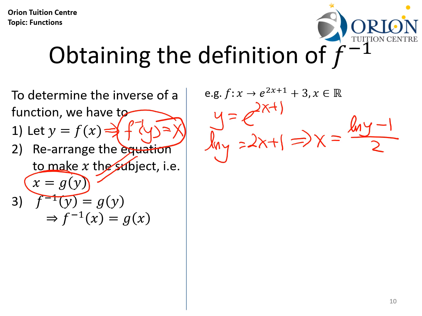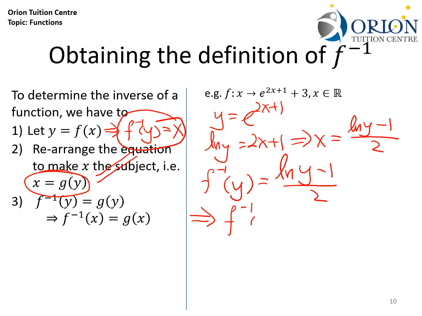And therefore, I can say that f inverse of y must be equal to (ln y minus 1) over 2. And if I change all the y's into x, I will get f inverse of x equals (ln x minus 1) over 2.